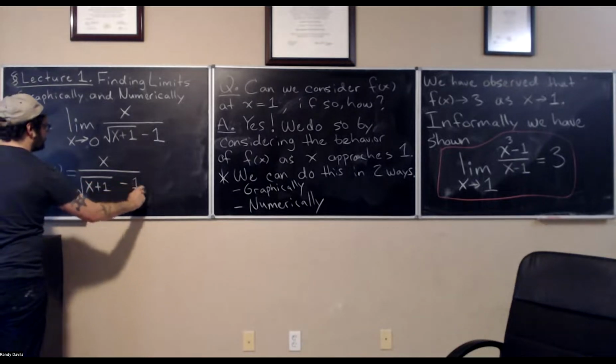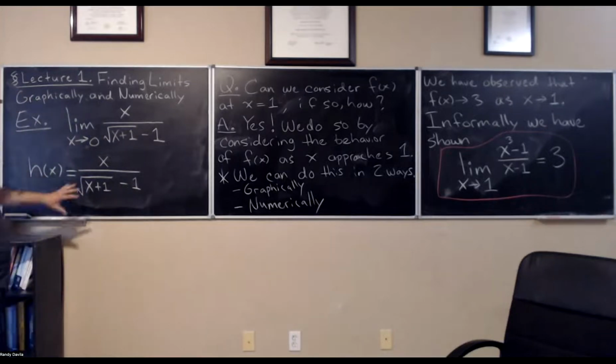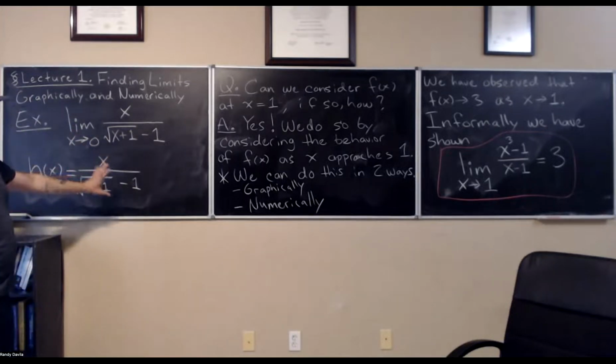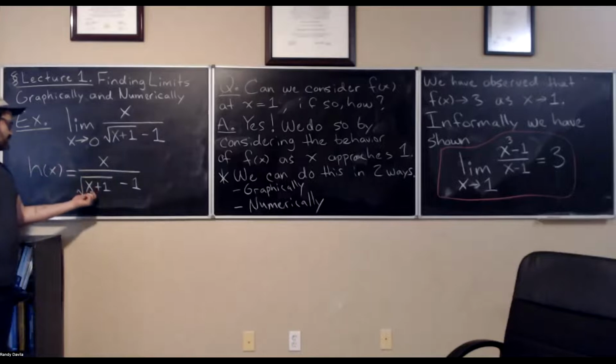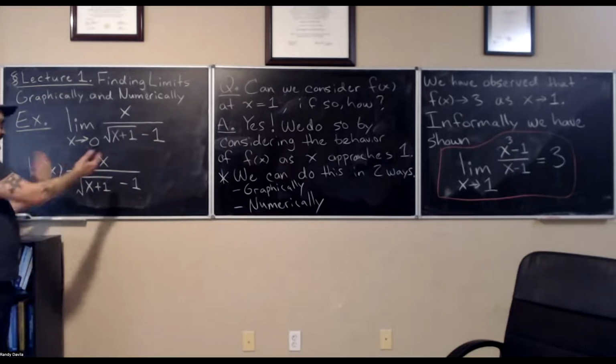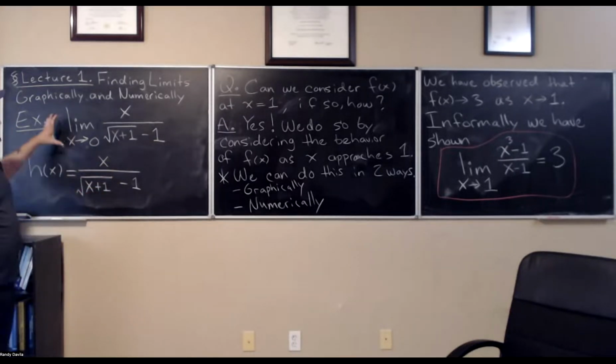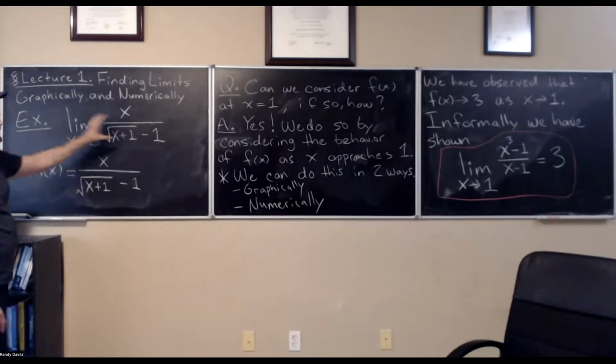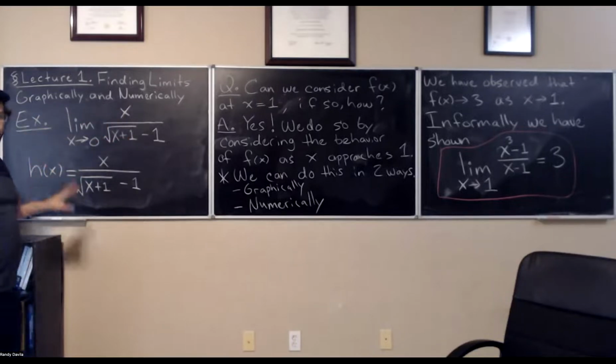h or something. And this function's domain, well, we cannot plug in a 0. If we plug in a 0, we have root 1 minus 1. Oh, that's going to be division by 0. So we can't just plug in a 0 here. So what we want to look at is the behavior of this function as x approaches 0. That's what this notation is asking us to evaluate.